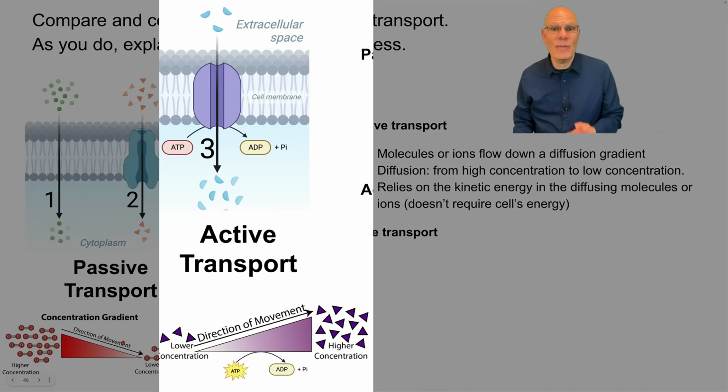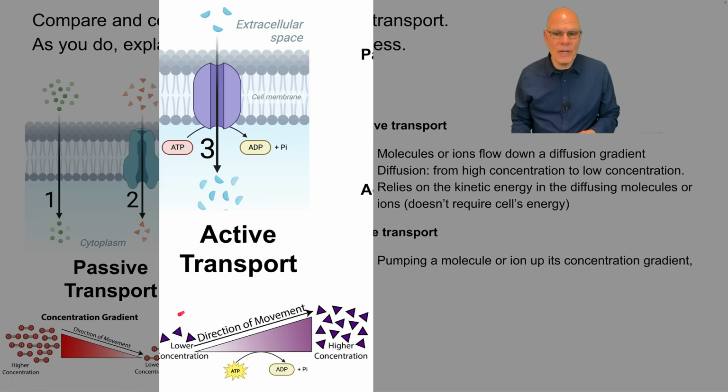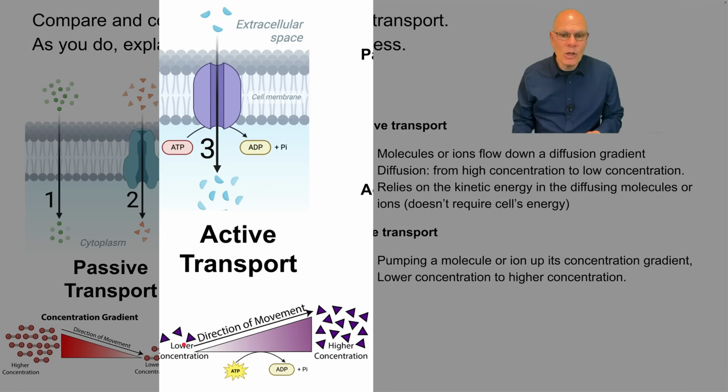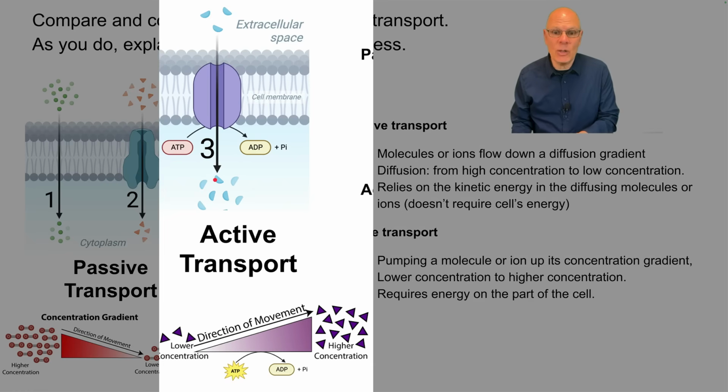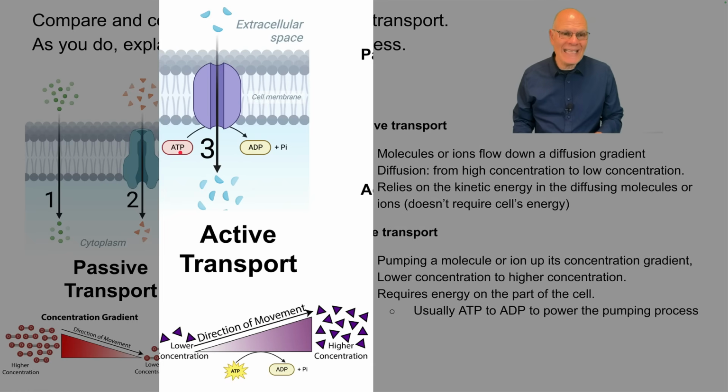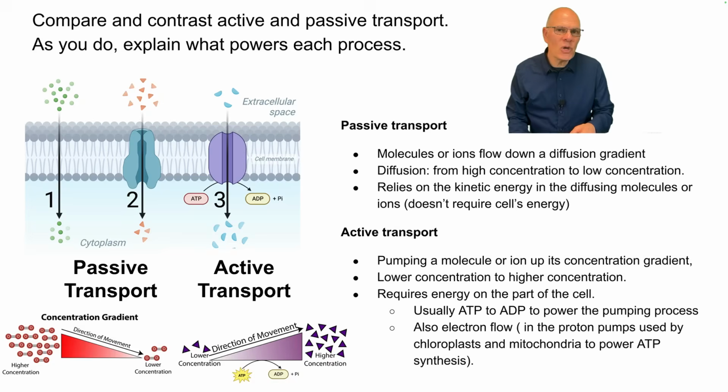That's different from active transport, where we're pumping a molecular ion up its concentration gradient from lower concentration to higher concentration. Over here, lower concentration to higher concentration. That requires an energy expenditure on the part of the cell. Usually that's ATP that's being converted into ADP and phosphate to power the pumping process, but also the flow of electrons can power the pumping of protons, and that's important in the creation of ATP itself.